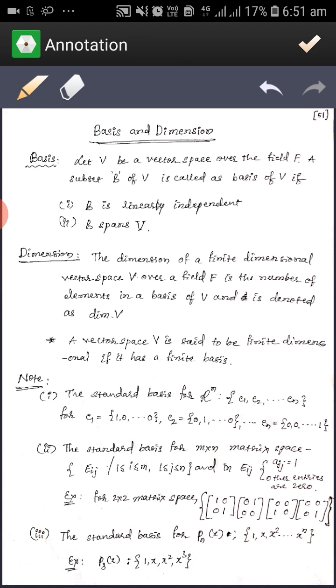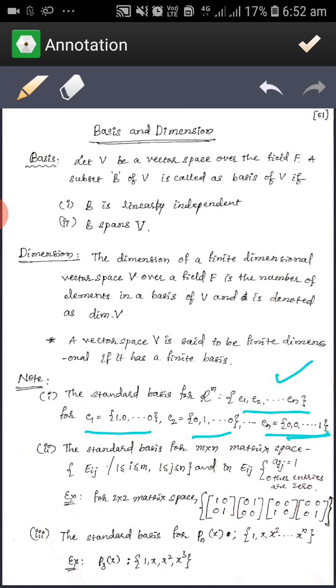We will see that in the problems. Suppose the space is R^n, with e1, e2, e3 up to en. If you want to take the standard basis, e1 is equal to 1 followed by all 0s, e2 is equal to 0, 1, then all 0s. It is like the identity matrix only. Next, en is the last one.